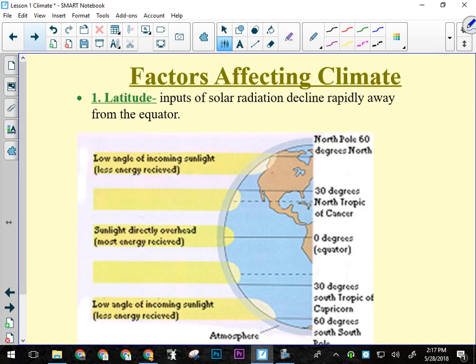Number one factor affecting climate is your latitude. That is your position on Earth in relation to the equator. The reason that is the number one factor is it affects everybody. If you're at the equator, it's nice and warm. If you're not, it's a little cooler. And that is due to the intensity or directness of your sunlight.